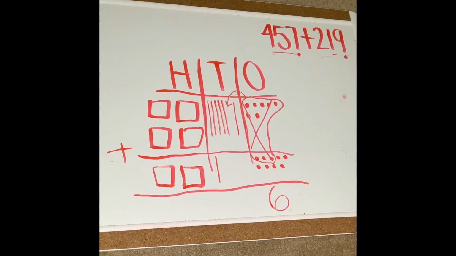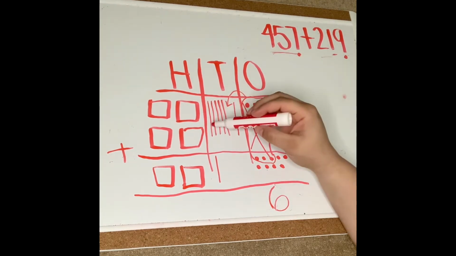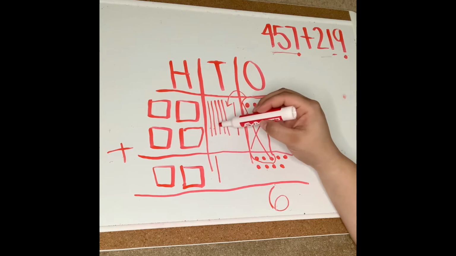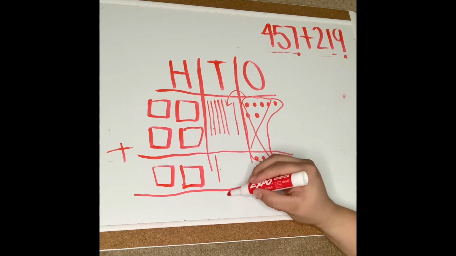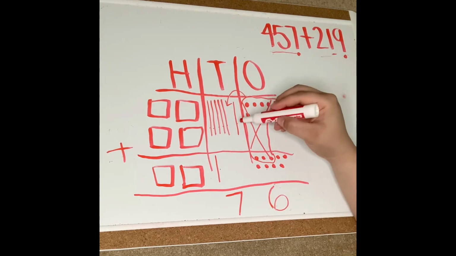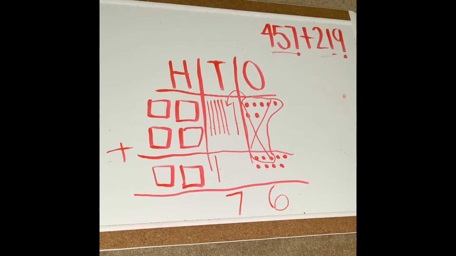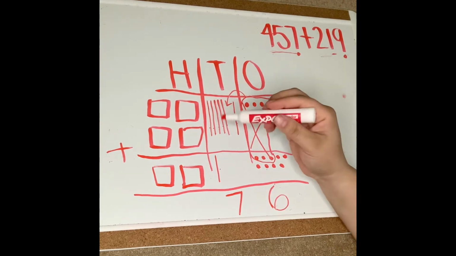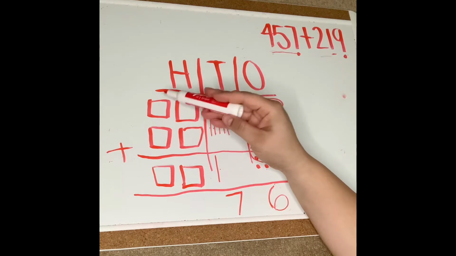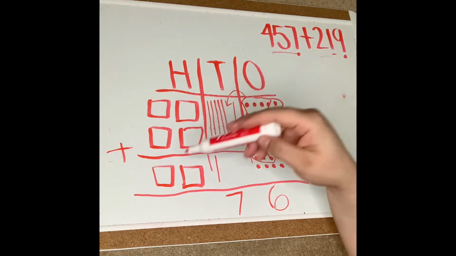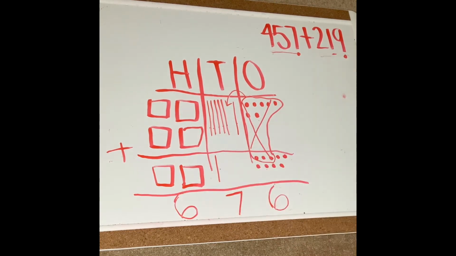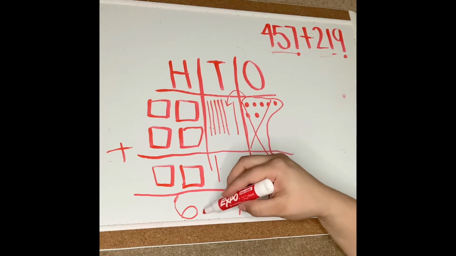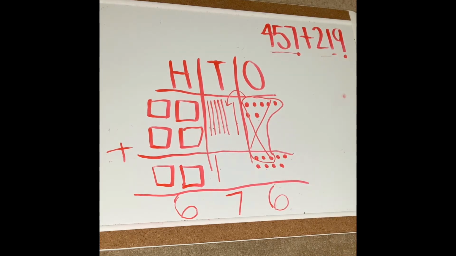Now, we're going to move on to our tens. How many tens do we have? 1, 2, 3, 4, 5, 6, 7. And great job on not forgetting to count the 10 that we regrouped. Now, how many hundreds do we have? 1, 2, 3, 4, 5, and 6. This leaves us with the answer 676. Amazing job, my friends.